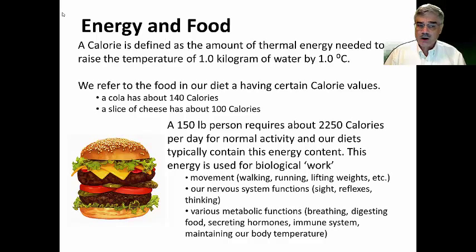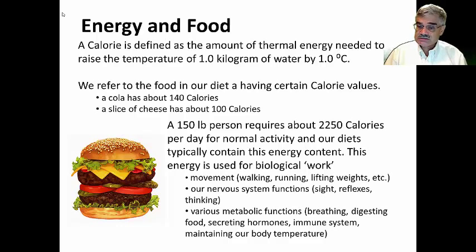Now, we often refer to foods in our diet as having a certain calorie value. For example, a cola is about 140 calories. A slice of cheese, about 100 calories. A normal 150-pound person requires about 2,250 calories per day for normal activity. Now, generally, our diets contain this amount of energy in the form of food. And this energy is then used to do various types of biological work, such as movement, walking, running, lifting weights, playing handball.